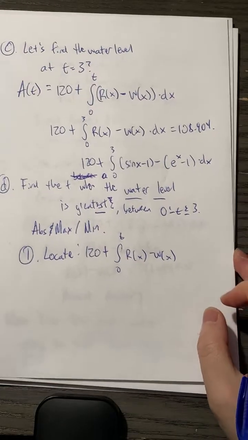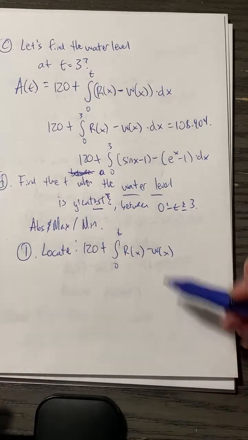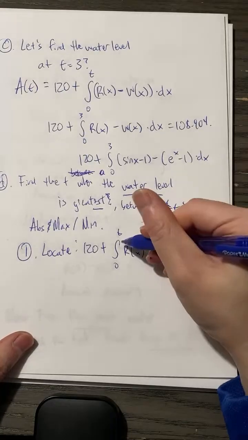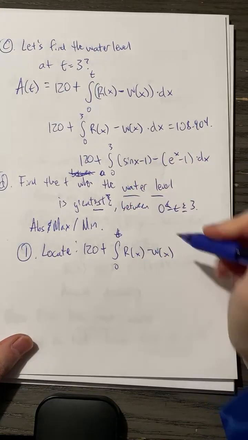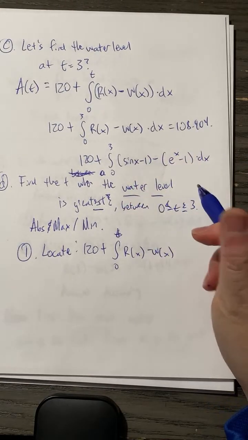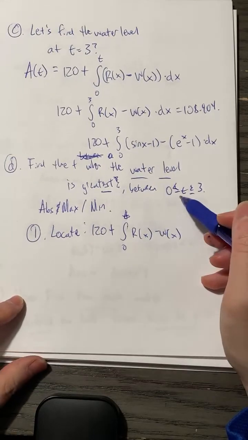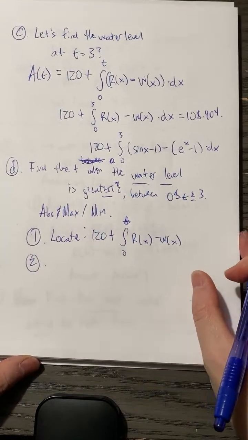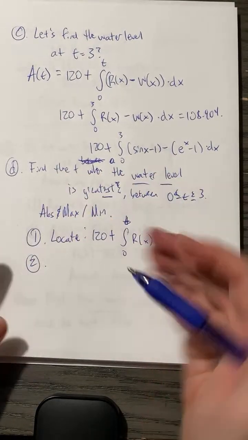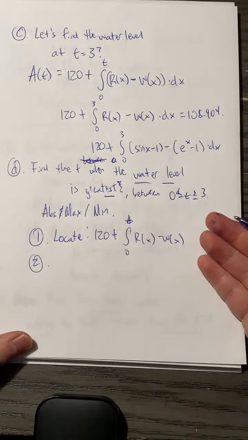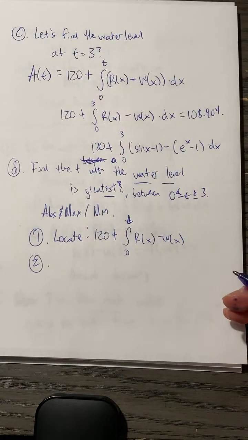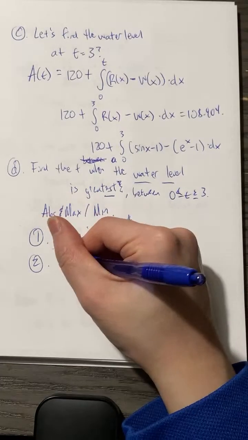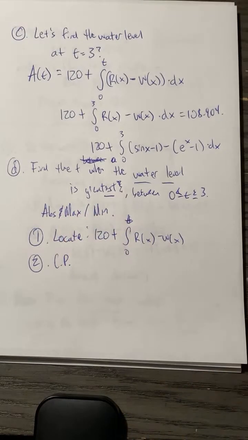Okay, so we're doing abs max or min again. I located the function. What some students mess up is that they'll already plug in 3 for my t here, but I want to keep this as a function. So I'm not going to plug in my 3 yet. I'm going to plug in my 3 eventually into the table. The first step is locate the function. Even if it's trivial, I like to write down the locate because it's easier to take a derivative if it's already on the page. And I'm going to take a derivative because that's what the second step is, critical points.